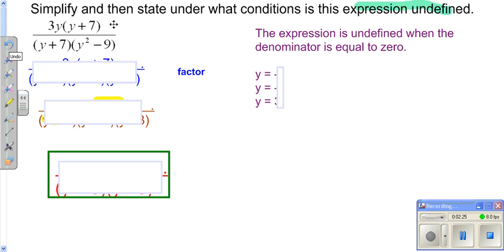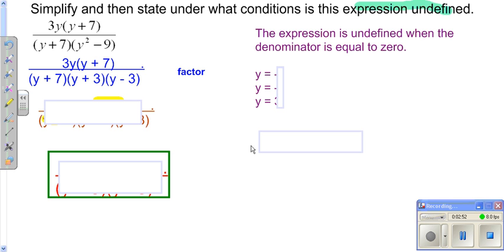So let's go ahead and simplify this, and then we'll write down when it's undefined. Well, the first step is to factor this. You'll notice the top is already factored, and part of the bottom is already factored. However, the second part here is a difference of squares, and that is not factored yet. So we'll have to do that. So we get y plus 3 and y minus 3.